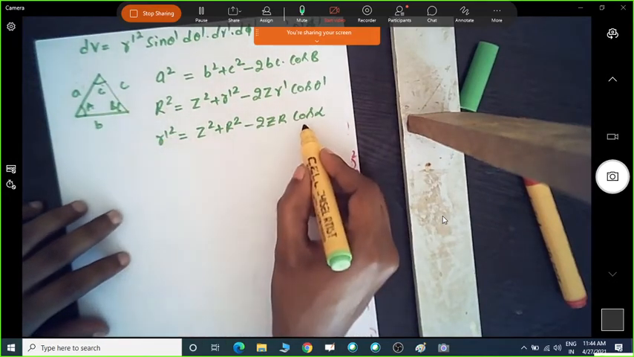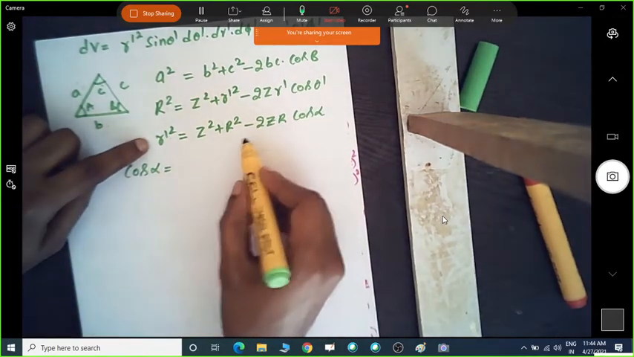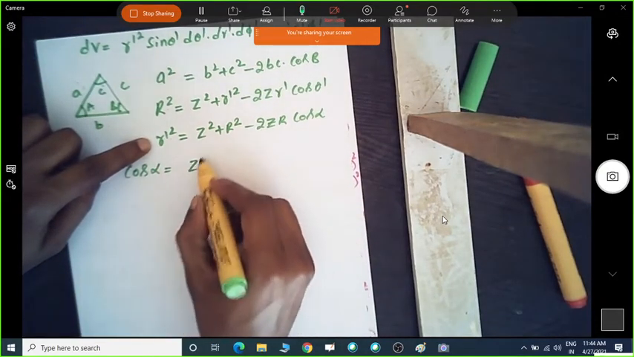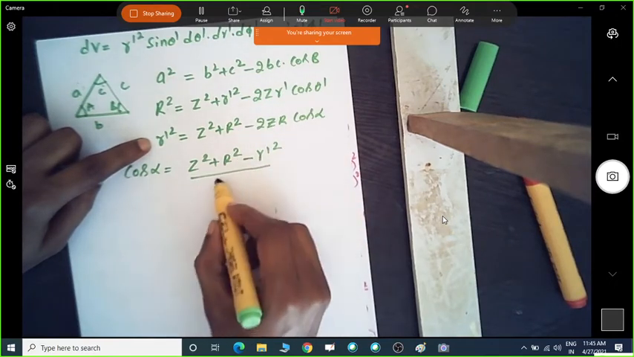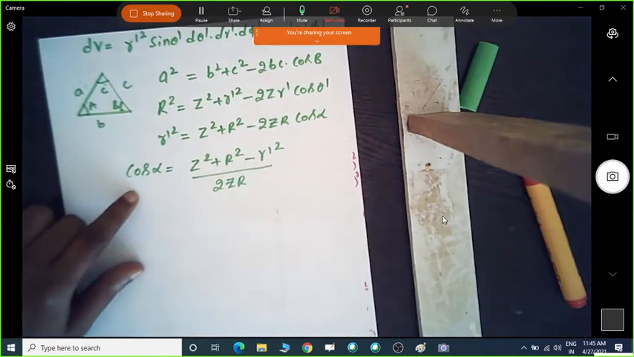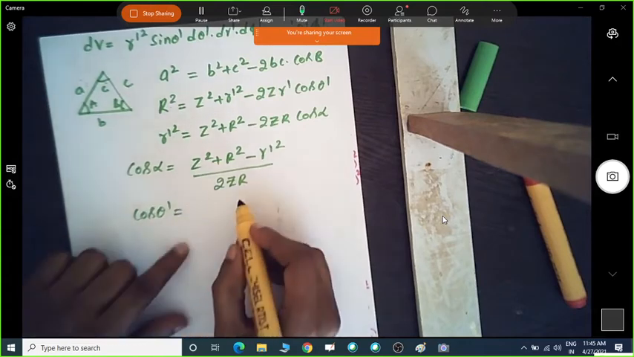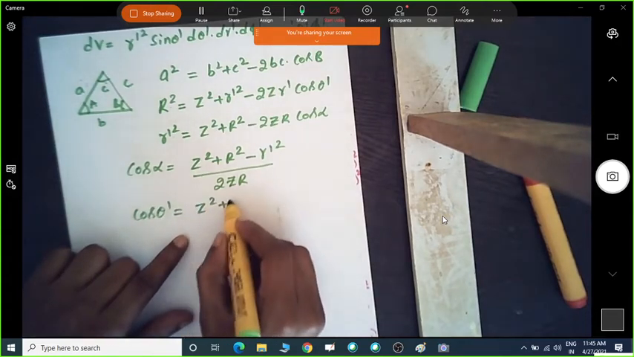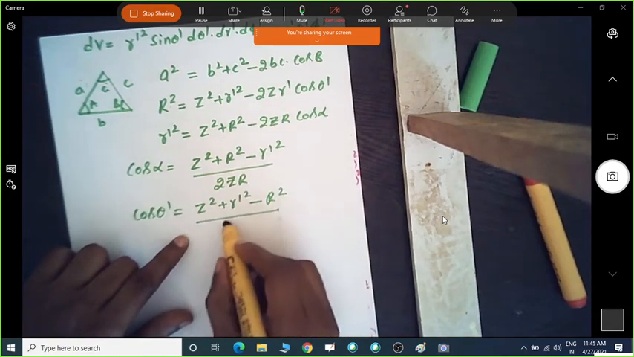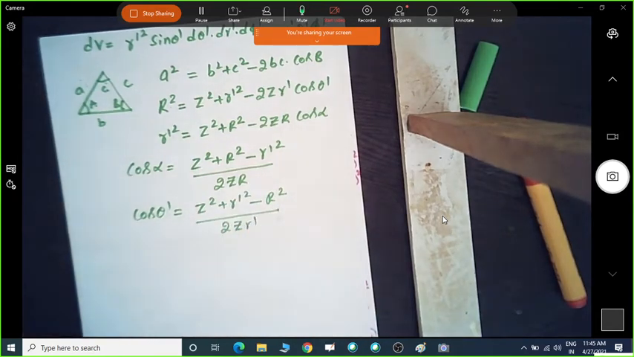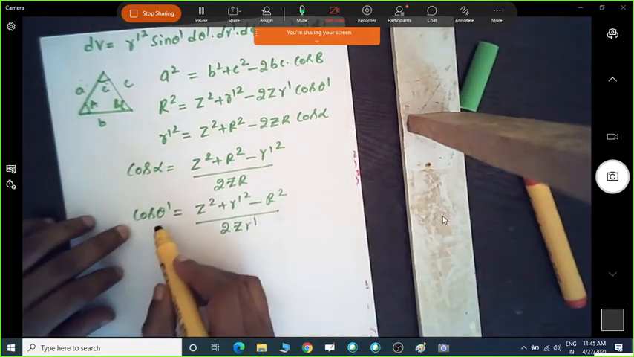So what will we get? If I want cos alpha in terms of r and r dash, we will get z square plus r square minus r dash square, divided by 2zr. So this is your cos alpha. And similarly, if you want cos theta dash, it is z square plus r dash square minus r square, divided by 2 into z r dash. So now we have cos alpha and cos theta dash.